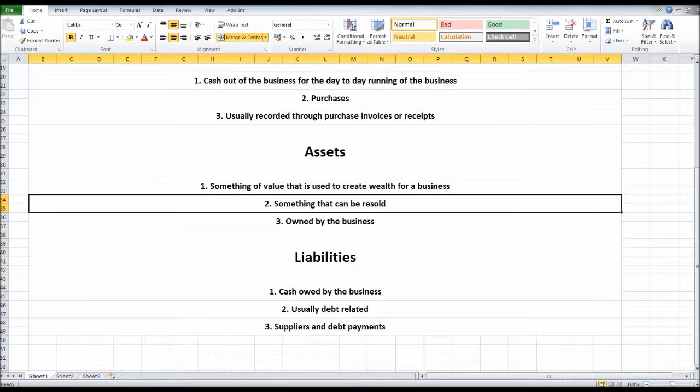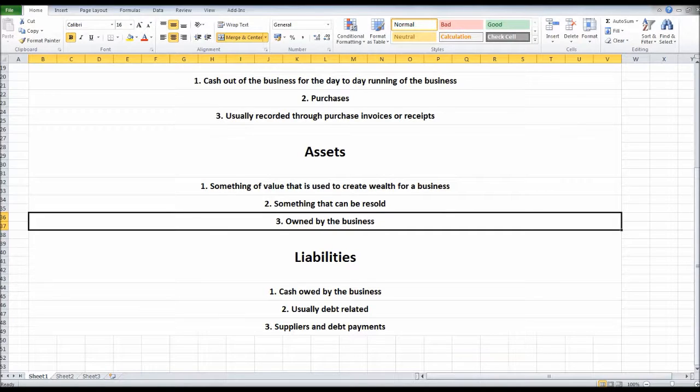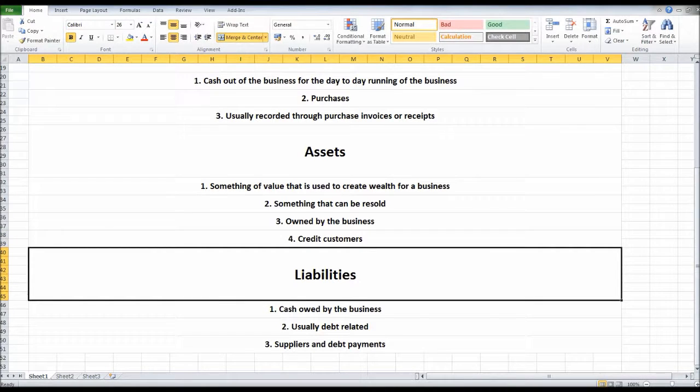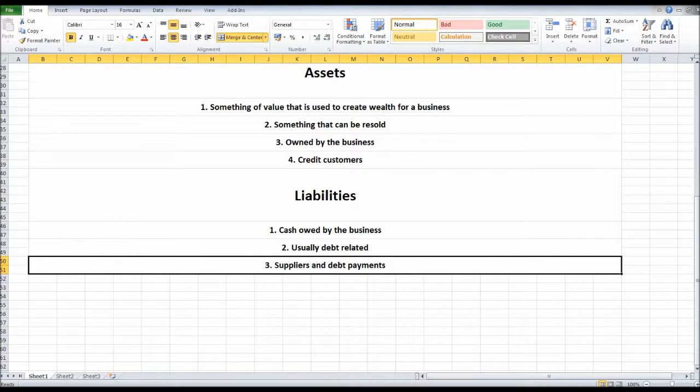Something that I didn't note under asset, an asset can be cash that is owed to the business, such as customers. So let's add this in. Okay, so number 4, a common asset for a lot of businesses is credit customers. So customers that are on credit terms and that owe money to the business, that's an asset. So common liabilities are credit suppliers and debt payments.